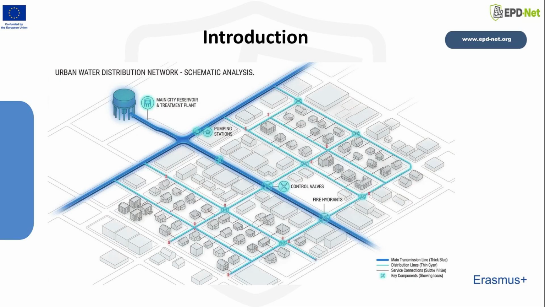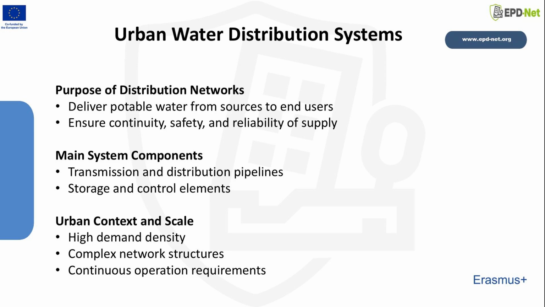Urban water distribution systems are designed to deliver potable water from supply sources to end users in a safe, reliable, and continuous manner. These systems form the backbone of urban water services and must operate efficiently to meet daily demand. A typical distribution system consists of transmission and distribution pipelines, storage facilities, and various control elements. Together, these components ensure that water is transported, stored, and delivered under appropriate pressure and quality conditions.